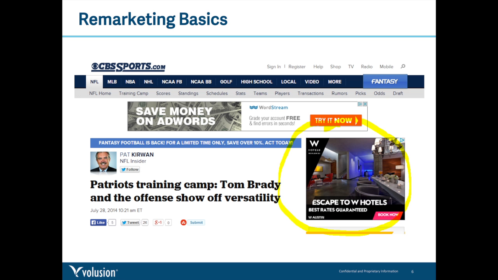Remarketing is a lot like advertising déjà vu. Earlier in this week, I was on the W Hotels website, and a few days later was checking out a news article. Notice how we see an ad for the W Hotels on the right side of the screen? It's not a coincidence. The W Hotels is wisely using a remarketing campaign to target people who have already had an interest in their hotels. You can do the same for your products.